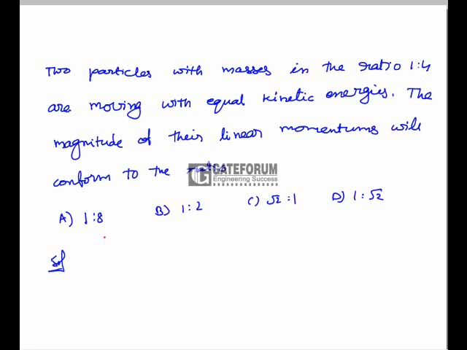Two particles with masses in the ratio 1:4 are moving with equal kinetic energies. The magnitude of their linear momentum will conform to the ratio. Here, two particles, let us say m1 and m2, are moving with equal kinetic energy. The kinetic energy of the first particle is half m1 v1 square, and of the second particle is half m2 v2 square. Let us say v1 and v2 are the velocities of the two particles.